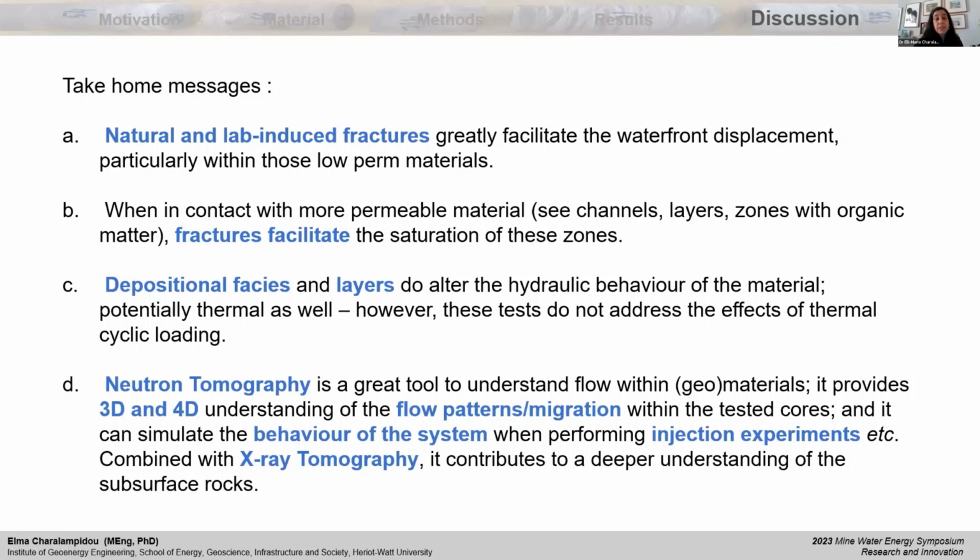They provide 3D and 4D information during the actual operations that we perform in the lab, and they can give us information about the flow pattern, migration, and the behavior of the system. These samples were relatively big, 38 millimeters in diameter, and by combining neutrons and X-rays, we were able to capture all these processes.